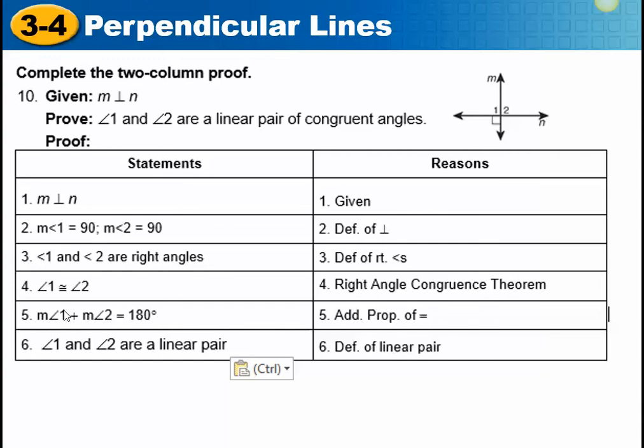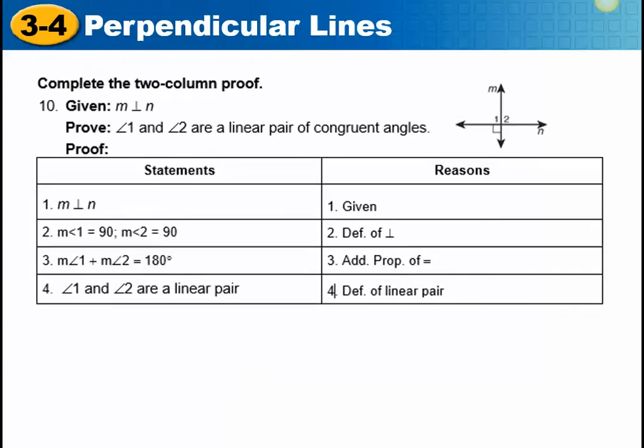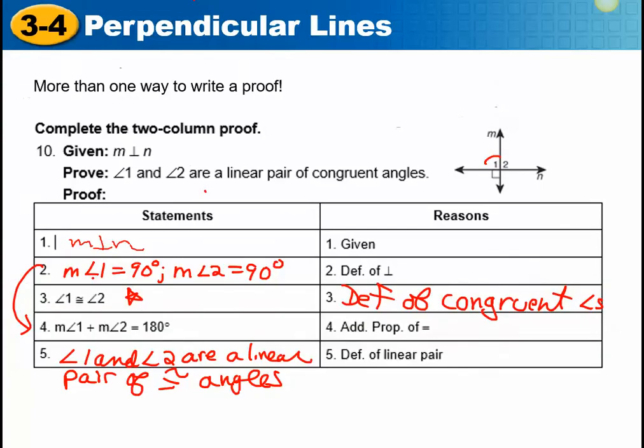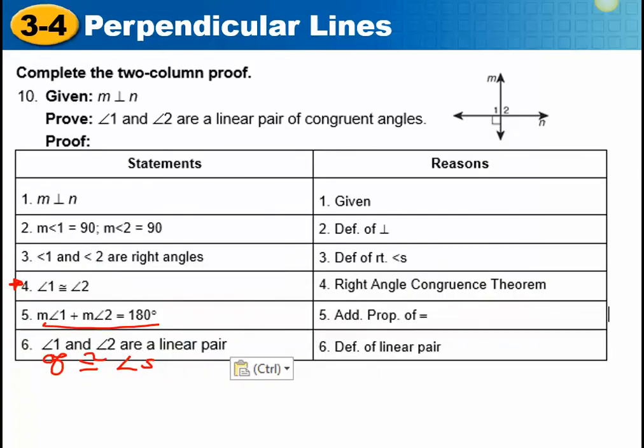And then I'm going to go back to the whole step 2 here. Step 2 was that the measure of both of them were 90, so I added them together to get 180. That's the addition property. And then angle 1 and angle 2 are a linear pair. That's the definition of linear pair, with congruent angles because of step 4 this time, which is when I said that the angles were congruent. So I did different things and ended up with maybe one more line, but I still ended up with a valid proof.